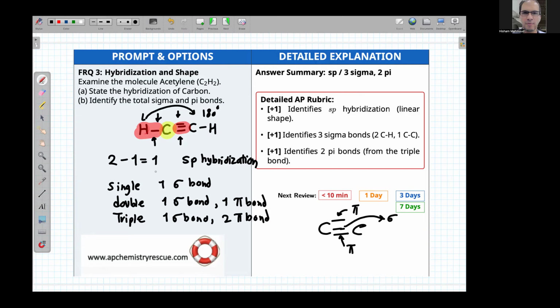So the H-C bond on the left is a single bond, so it is sigma. The triple bond in the middle is one sigma and two pi, and here this is sigma. So I have a total of 3 sigma, and these two are pi. So I have 2 pi bonds.